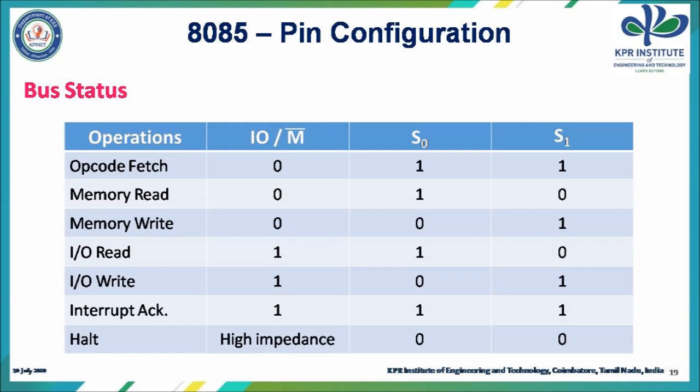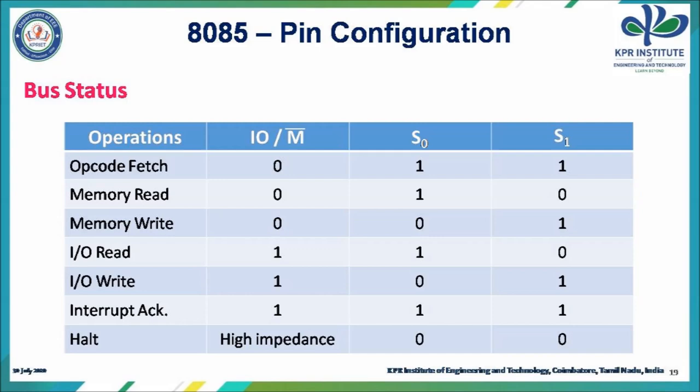So with the help of IO by M bar pin, S0 and S1 pins, we can easily identify the status of the bus. If IO by M bar is equal to 0, we know the processor is communicating with memory. So when IO by M bar is equal to 0 and S0 is equal to 1 and S1 is equal to 1, then it means the processor is performing opcode fetch operation.